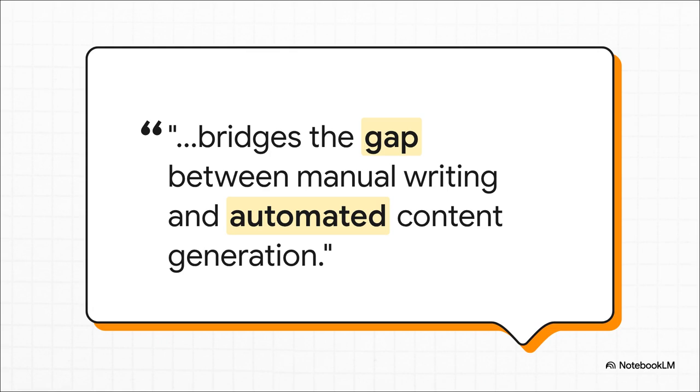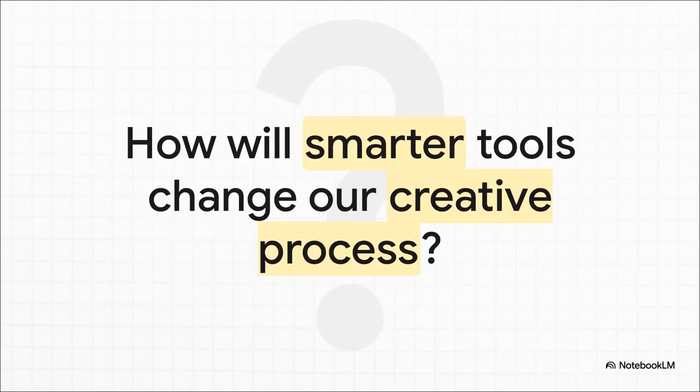One source summed it up perfectly. They said this technology bridges the gap between manual writing and automated content generation. And that's just it. It finds that sweet spot, empowering our human creativity with the incredible speed of intelligent automation. And ultimately, as these intelligent assistants keep getting better, they're doing more than just changing our output. They're reshaping our entire creative process. And that leaves us with a really big question to think about. As these tools evolve, how will our relationship with writing itself transform in the years to come?